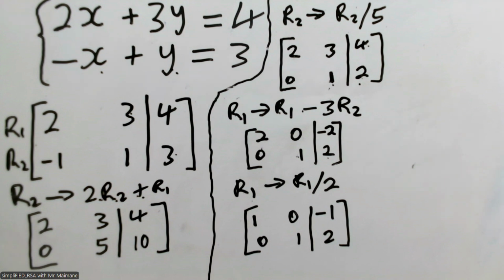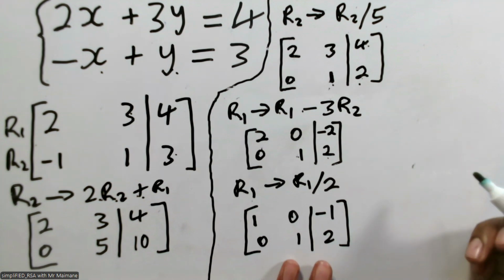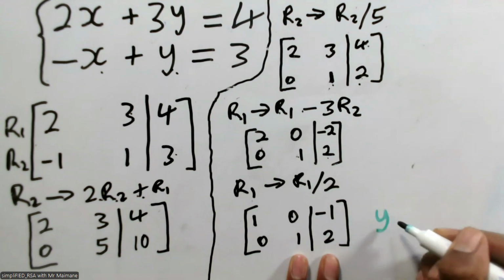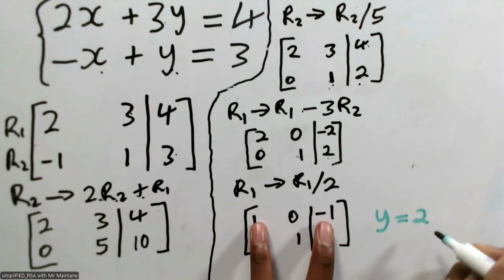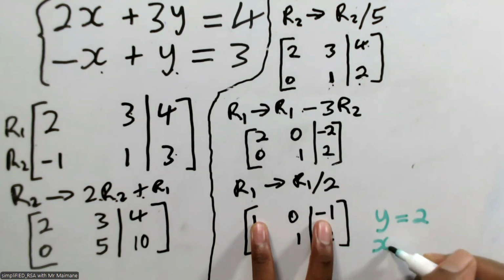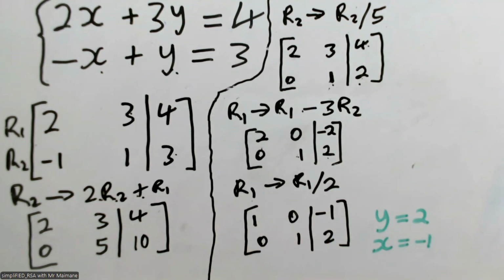That's it. So now my solution is such that y is equals to 2, and what would be x? X is equals to minus 1. That's how you solve for this system of equations using matrices.